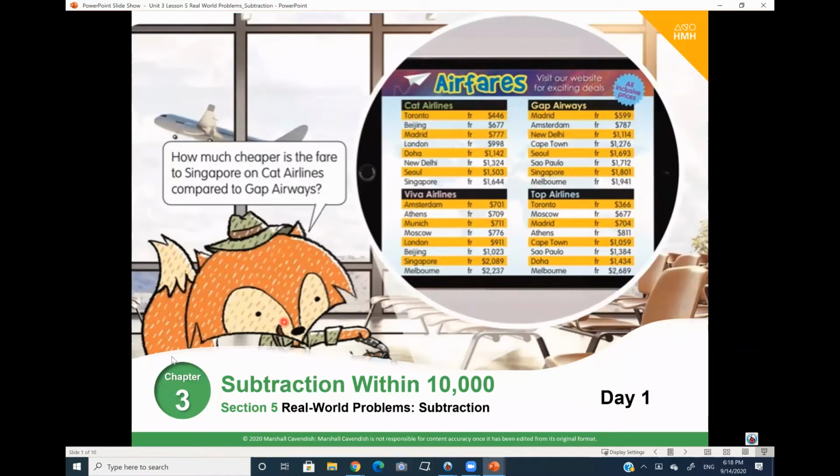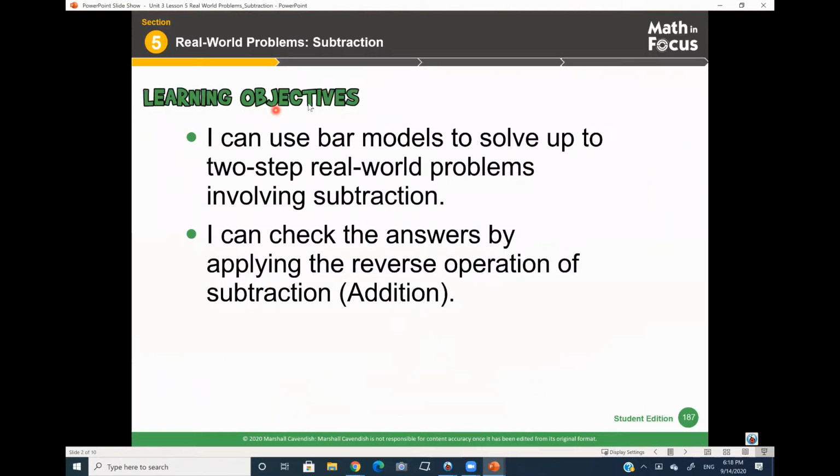Welcome back, guys. Today we're going to continue with chapter 3, subtraction within 10,000, and we're going to be solving real-world subtraction problems. Our learning objectives for today are: I can use bar models to solve up to two-step real-world problems involving subtraction, and I can check the answers by applying the reverse operation of subtraction, which is going to be addition.